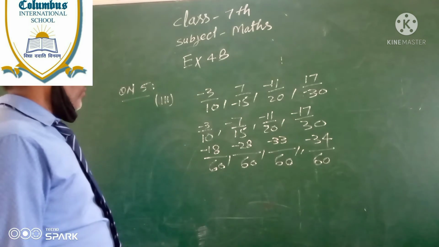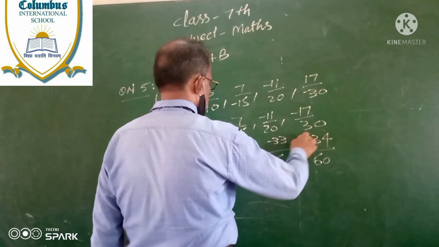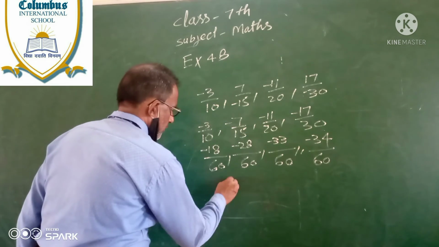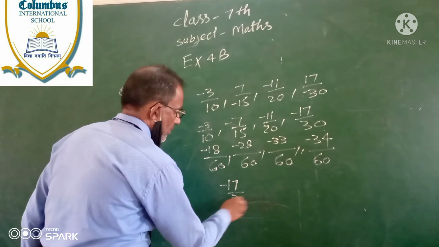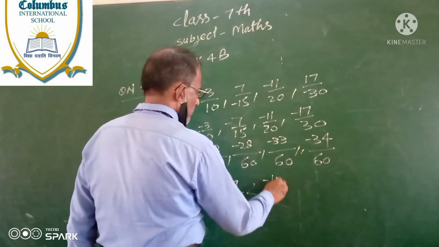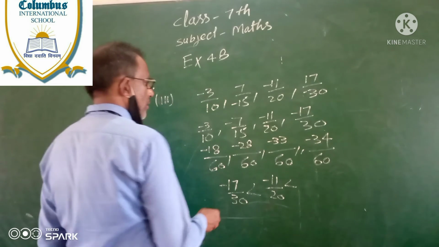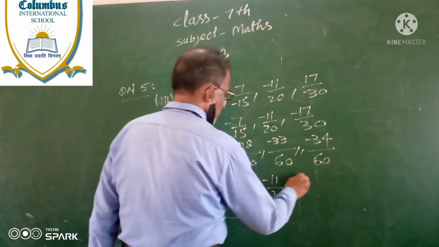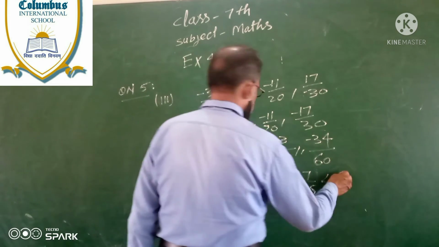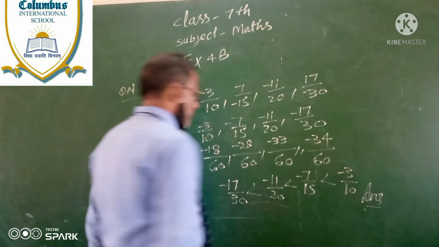Now you see minus 34 is the least number in the numerators, that is minus 17 by 30 is less than minus 11 upon 20, less than minus 7 upon 15 and minus 3 upon 10. These numbers are arranged in ascending order.